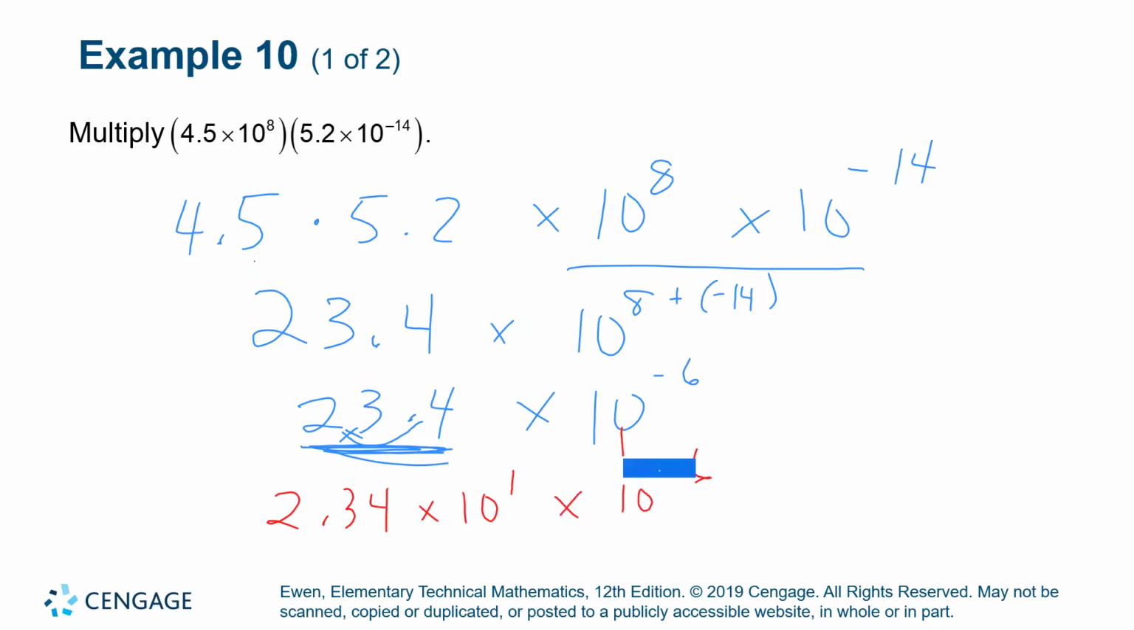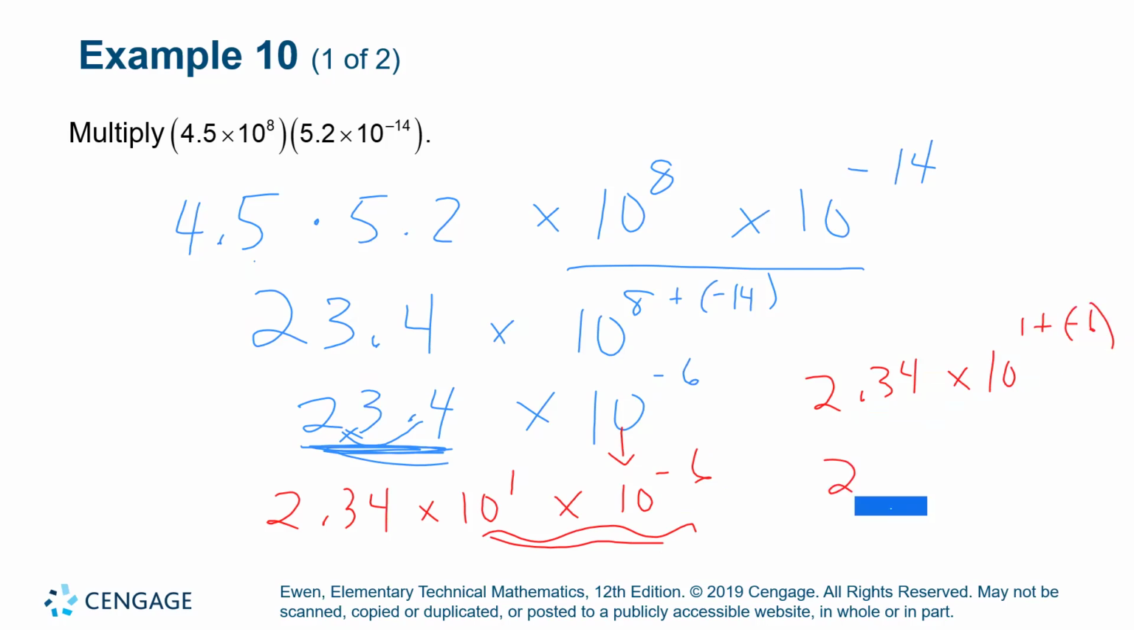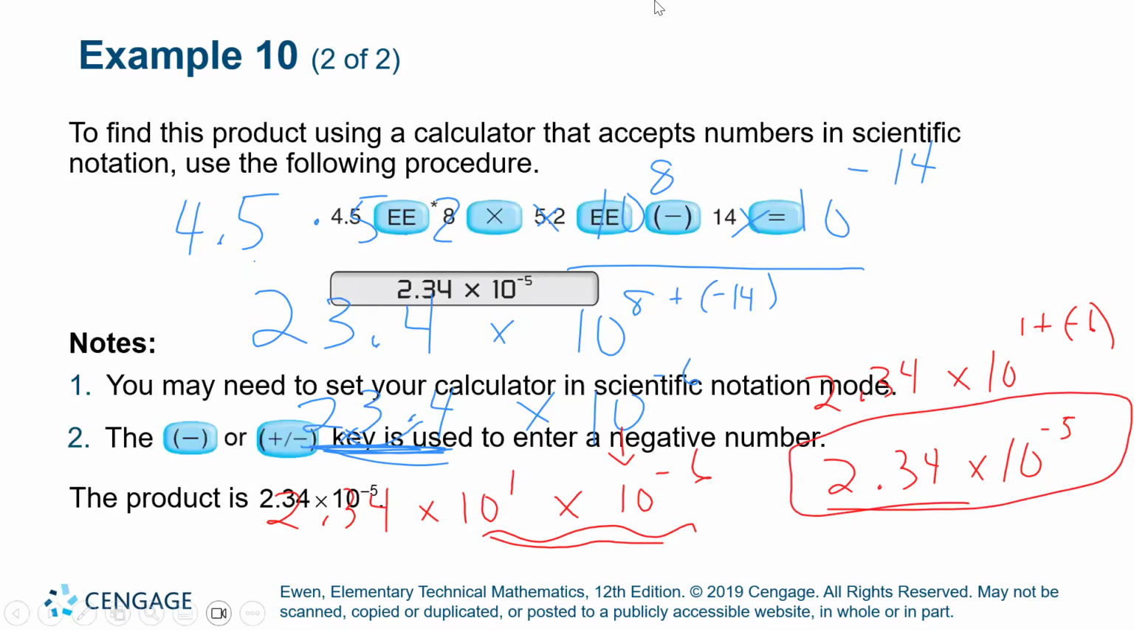I've got this one here. So now I've got like terms again, kind of like terms. So I've got to multiply them, and you use the product rule again. So this would give me 2.34 times 10 to the power 1 plus negative 6. 2.34 times 10 to the power negative 5. 1 minus 6 is negative 5. Now it's in scientific notation. And that's it. You're done with the problem.